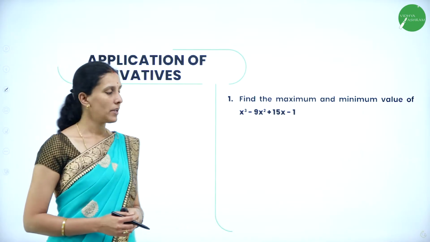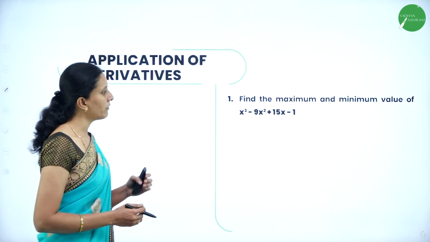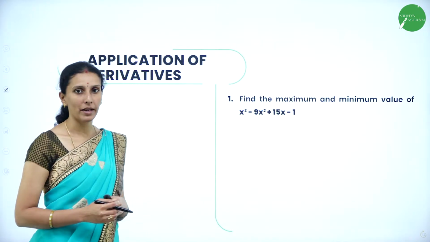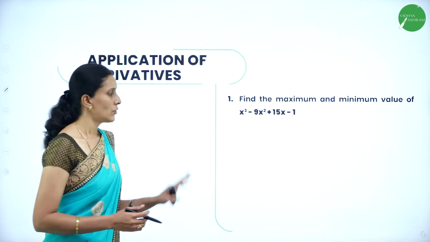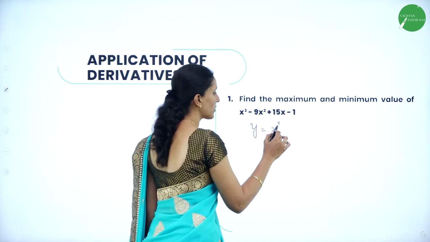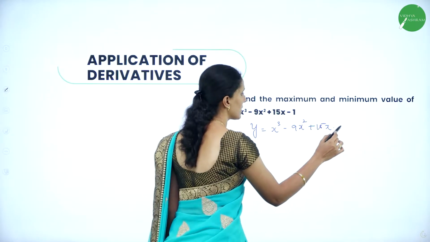Let's look at the problems now. First problem, find the maximum and minimum value of x cube minus 9x square plus 15x minus 1. Step 1 says, first write this function in the form of y is equal to x cube minus 9x square plus 15x minus 1.